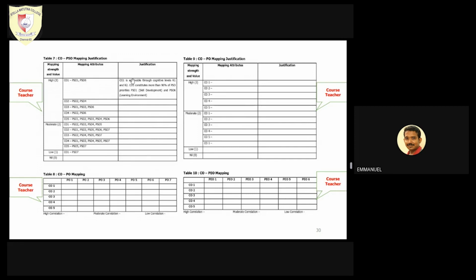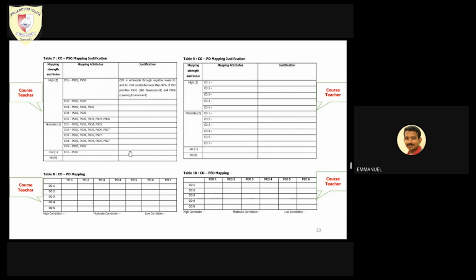Give the justification here. This justification is in association with the way in which PSO1 and PSO6 have been framed. Keeping that in mind, the justification has been given. Similarly, we have to give the justification for how CO2 is highly correlated with PSO2 and PSO4. So we give justification for all the high correlations. The next grid is for moderate correlation, the next grid is for low correlation, and the next grid is for nil correlation.